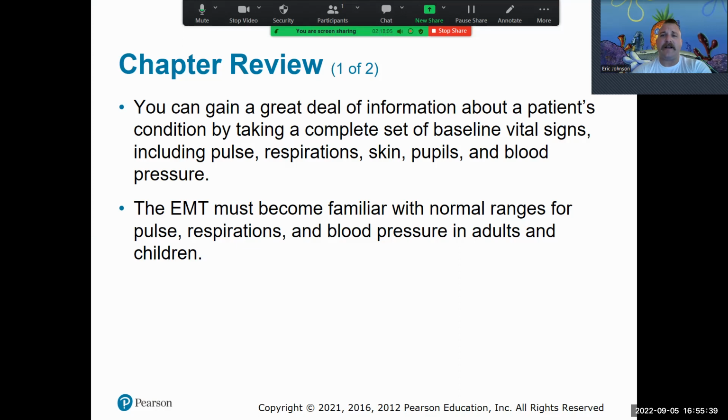We definitely can get a lot of information about a patient's condition by taking a complete set of vitals, but really what this bullet point should say is that we need to get as many of these vital signs recorded as possible so that we can establish what we're doing, why we're doing it, and if what we're doing is being helpful, hurtful, or not really changing, not really moving the needle at all. The EMT must be familiar with normal ranges for pulse, respirations, and blood pressure in both adults and children.